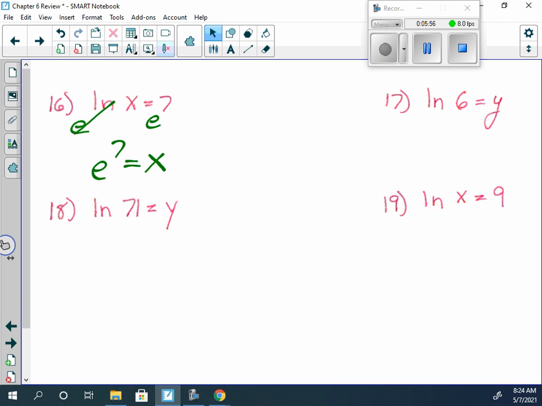So most of the ones, especially on the test, like on the review, when we deal with the natural logs rewriting them, I'll put variables in. So they're a little bit more accurate and not rounded. Any questions on these here? Which one? 19?